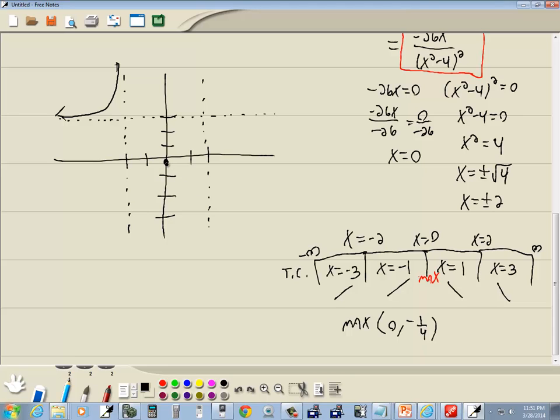And 0, negative 1/4 is our max. So it's going to look like this. And over here, 2 and beyond, it's decreasing. If I put it here, it'd be increasing, but even more than that, it'd be an x-intercept. So it has to be up here. So that'd be decreasing. And that's our sketch.